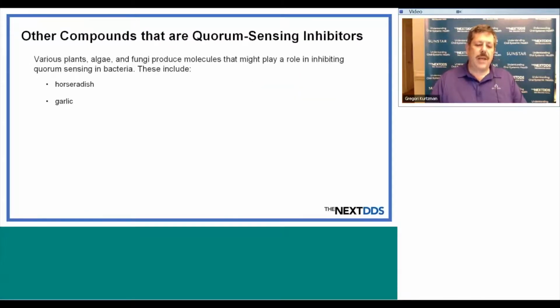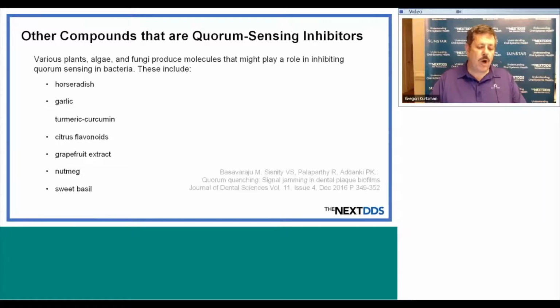We also have quorum sensing inhibitors such as horseradish, garlic, turmeric, and cumin. Turmeric and cumin is interesting. There's been a lot of research coming out that plays on decades and decades of herbal medicine, that it is an anti-inflammatory, and they're finding out that it does help inhibit these products of quorum sensing. Citrus flavonoids, grapefruit extract, nutmeg, and sweet basil are just some of those.